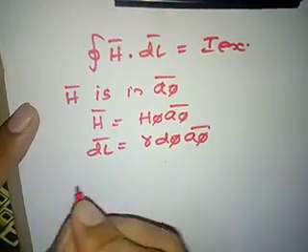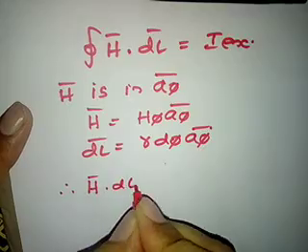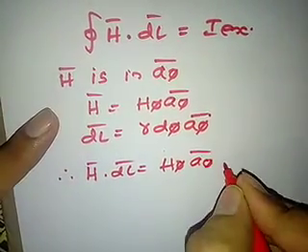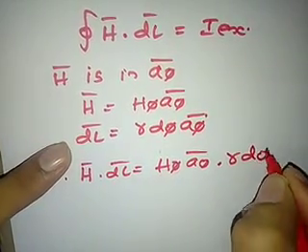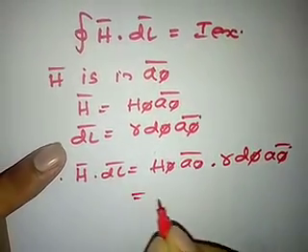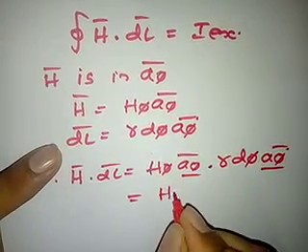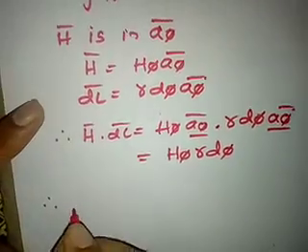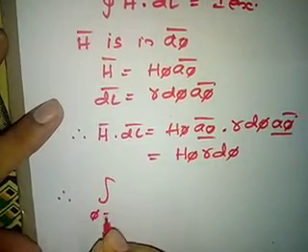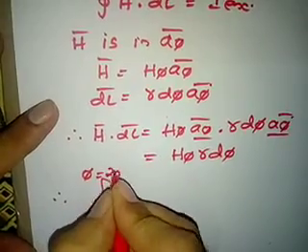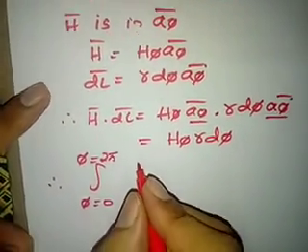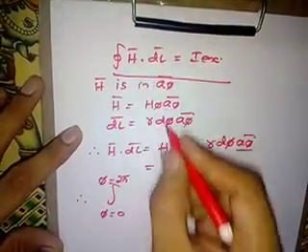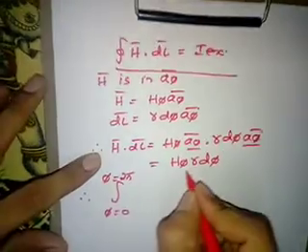the unit vector. Therefore h bar dot dl bar, the dot product, will be equal to h phi a phi bar dot dl bar, that is r d phi a phi bar. So a phi bar dot a phi bar is 1, so it will be h phi r d phi. Therefore the integral from phi equal to 0 to phi equal to 2 pi of h bar dot dl bar, this is our integral. So I have taken phi from 0 to 2 pi. H bar dot dl bar is now h phi r d phi.